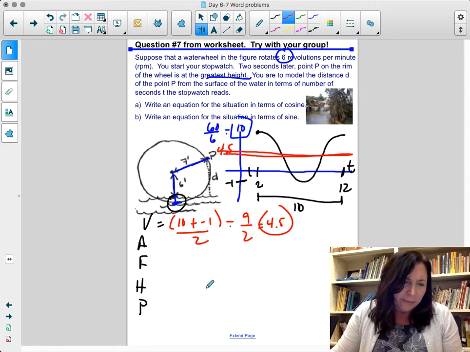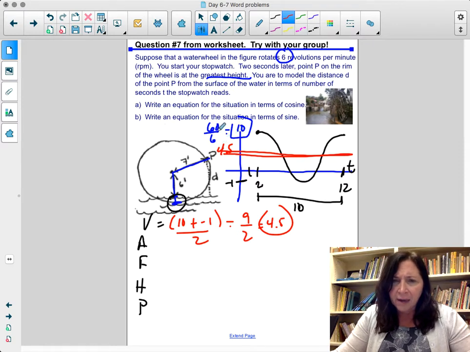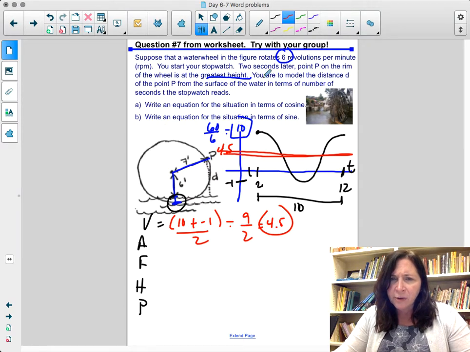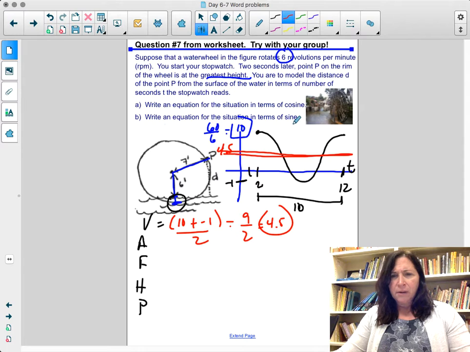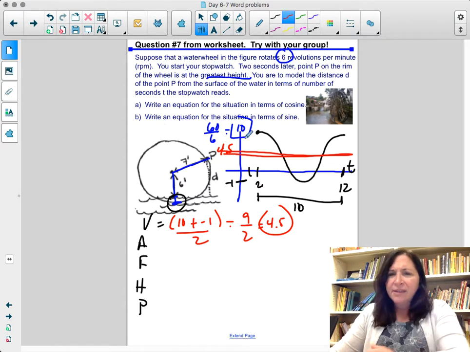Okay, so if my vertical shift is 4.5, that means that my amplitude is going to be subtracted from that. So we're going to say, what was my high point? What was my high value? It's at the greatest height, P. Okay, so vertical shift, this was 10. That's not right. -1. Suppose that your water wheel rotates 6 revolutions per minute. You start your stopwatch 2 seconds later, point P. See, this can't be 10.